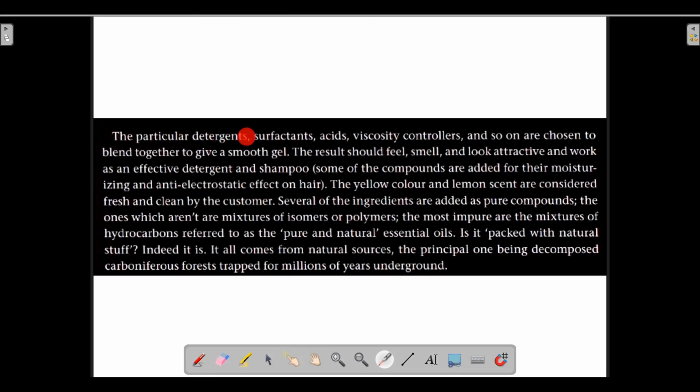So the detergents, the surfactants, the acids, viscosity controllers, emulsifiers, and many more substances, which I have already discussed in the previous lectures, are chosen to blend together to give a smooth gel. They are chosen in such a way that it forms a homogeneous mixture out of these things.